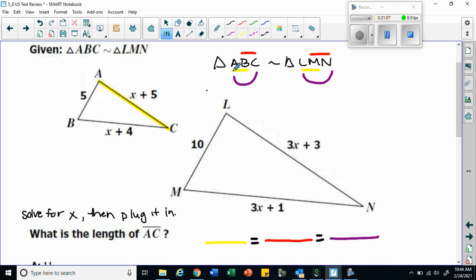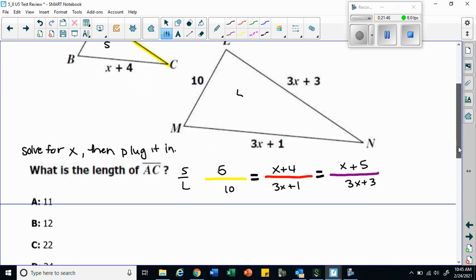All right, so now we're going to go to AB. AB is 5. We're starting with the small triangle on top and the large on the bottom, so we have to keep that consistency all the way across. LM is 10. For our red, BC is X plus 4. MN is 3X plus 1. Our purple, AC, is X plus 5, and then LN is 3X plus 3.